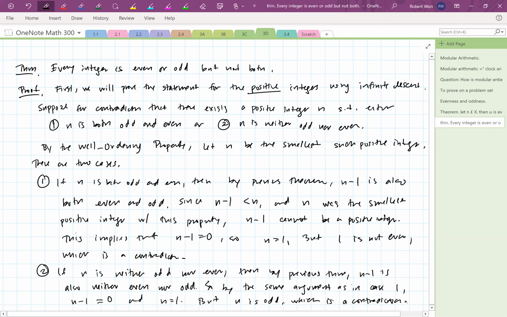So at least for the positive integer case, we know that every integer is even or odd, but not both. And now we can use the lemma from before. Hence, we have established the result for positive integers.